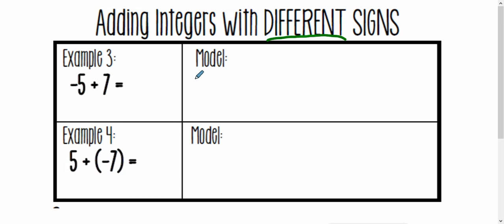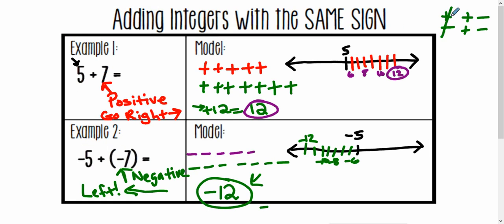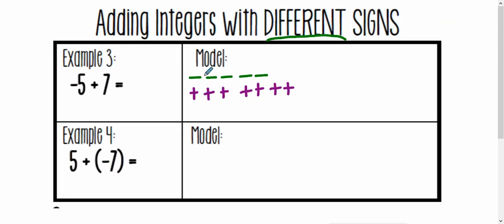So using my first type of model, I'm going to draw out 5 negative signs. And then this is a positive, so I'm going to make 7 positive signs. Now remember here, I had said that when you have one positive and one negative, those actually cancel. And look what we have in this example. I have a negative and a positive. So these are going to cancel.